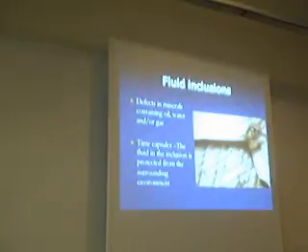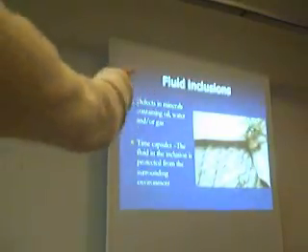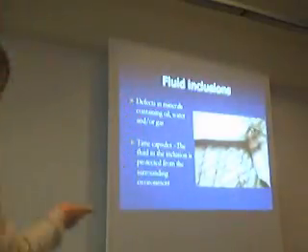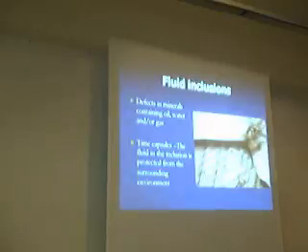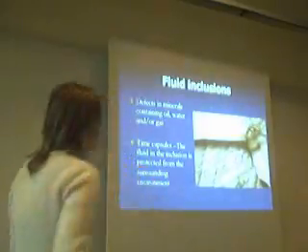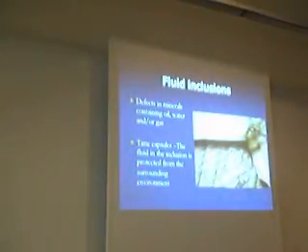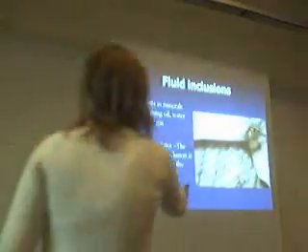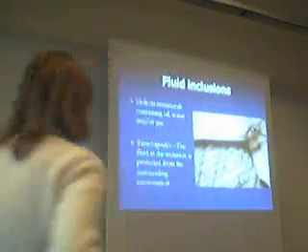Fluid inclusions are defects in minerals where oil, water, or gas has been trapped, or all of the above. You see some of this here. These are containing oil. That's why you get the slightly brownish yellowish color here. And this is actually a gas bubble trapped inside.